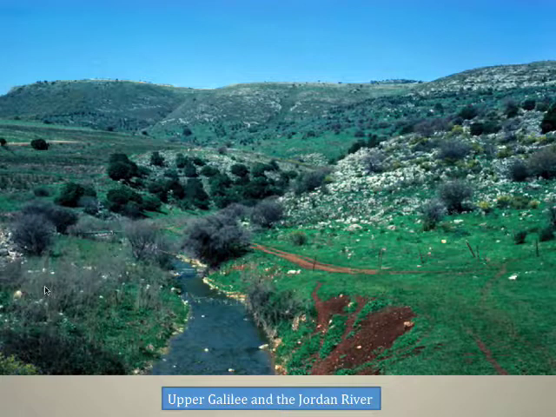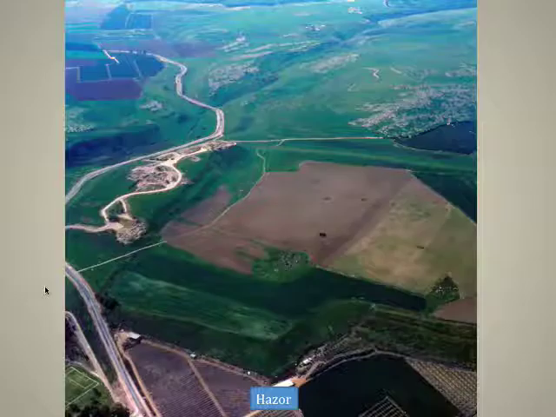The Upper Galilee extends to the valley of the Jordan River. At the northern end of it is the Hula. At the southern end of it is the Sea of Galilee. And it goes right down to it. And here you see a little view of the hills of the Upper Galilee and the Jordan River cresting through.